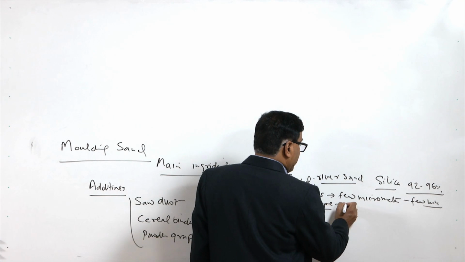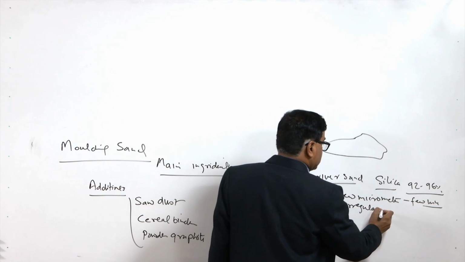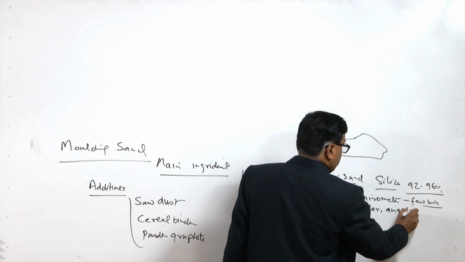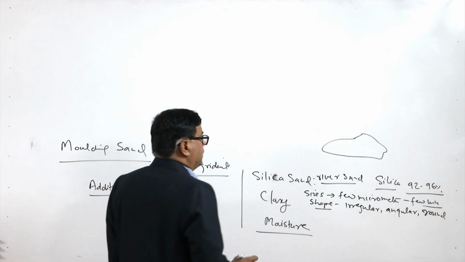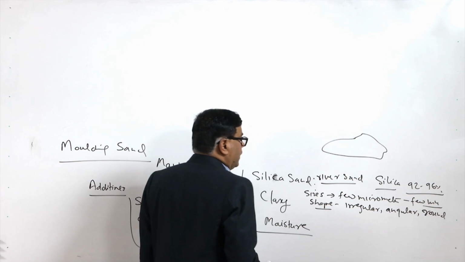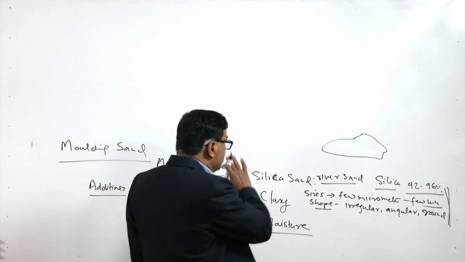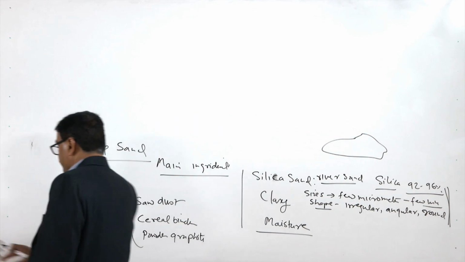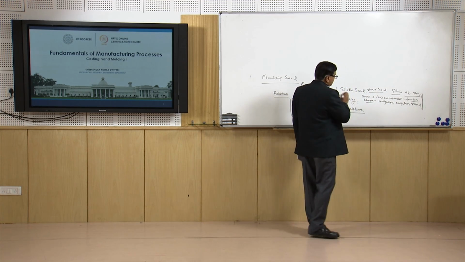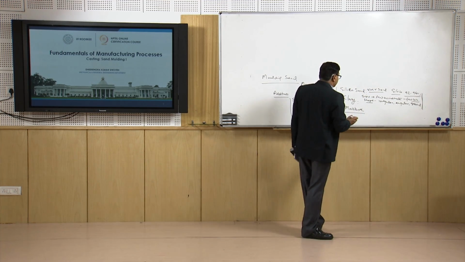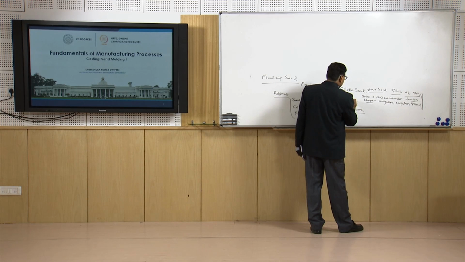So, shapes may be very irregular just like this, or very angular, or round like this. These are some of the shapes, and these characteristics affect a number of properties related with the sand mould. I will talk about the sand and the properties which are affected by the silica sand, and then coming to the clay.